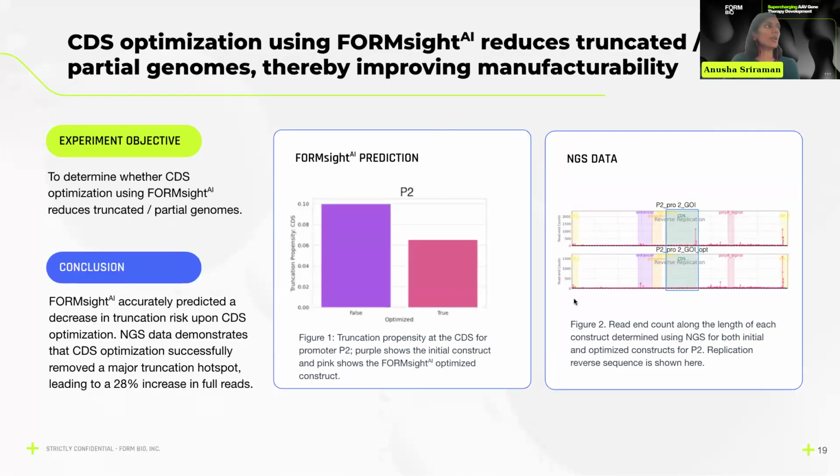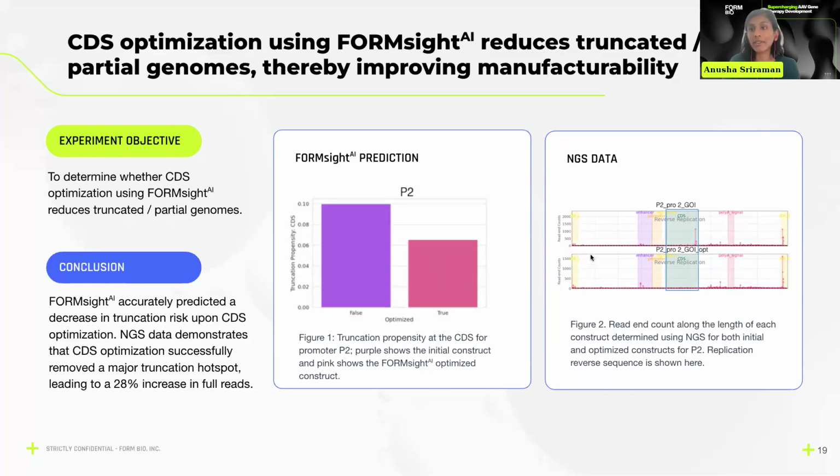Next, to determine whether the optimization of the CDS using FORMsightAI actually reduced truncated genomes, we used the initial construct and a FORMsightAI optimized construct. And we specifically looked at the truncation risk at the CDS region. So what we can see here is that the optimization of the coding sequence, the initial construct has a higher truncation risk when compared to the optimized construct at the CDS, right? So ideally, the optimized construct should have a lower truncation risk.